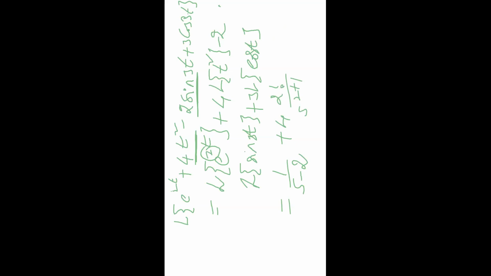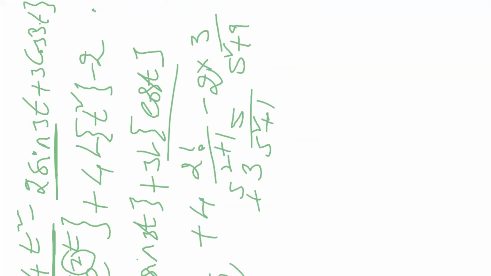And the third one is minus 2 as a constant, L of sin 3t. Sin 3t means a by s square plus a square. Here a is 3, so 3 by s square plus 3 square, that equals 3 by s square plus 9. And the last term, 3 into L of cos t, s by s square plus a square. The a value is the multiple of t. There is no multiple, and generally we take 1 as the multiple of t. So s by s square plus 1.